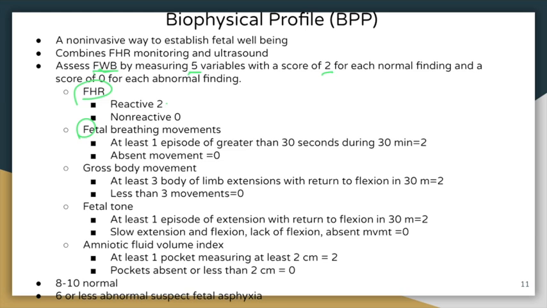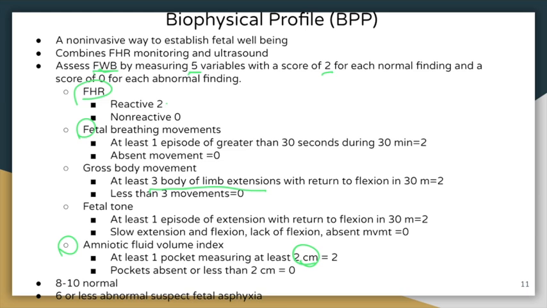Our gross body movements, we're talking here about 3 limb extensions, opening and closing of the legs, of the arms, and then fetal tone is another one. Amniotic fluid volume index, what they're doing is they're doing an ultrasound of the mom's abdomen and measuring, kind of dividing the pregnant abdomen into 4 quadrants. And they're trying to find at least 1 pocket that measures 2 centimeters. There can't be anything in that pocket. No cord, no placenta, no fetus. It has to be an empty pocket with just fluid. If in fact there is a 2 centimeter pocket, she gets 2 points for that. If not, she gets 0.